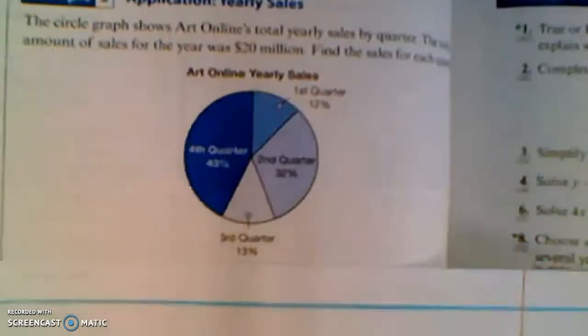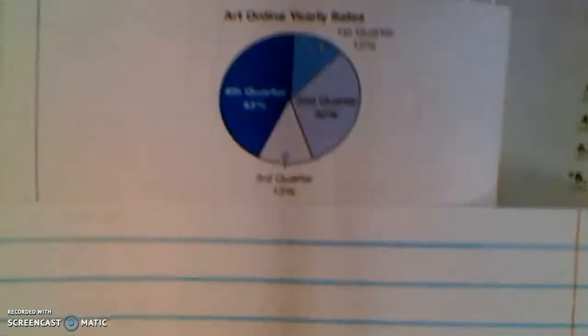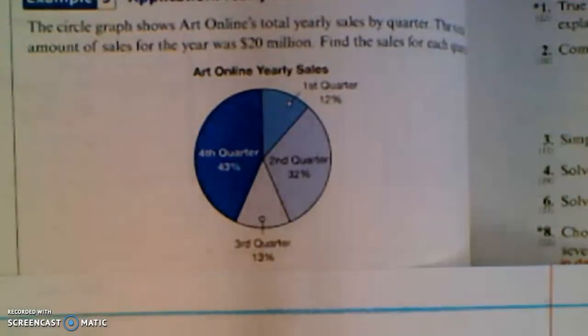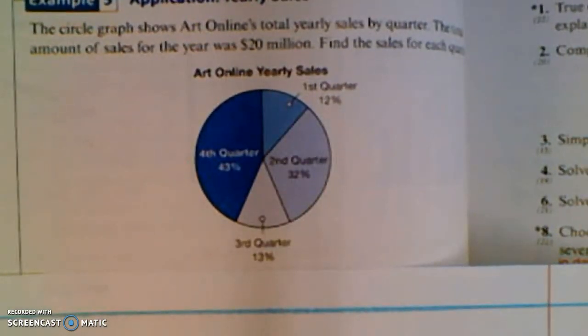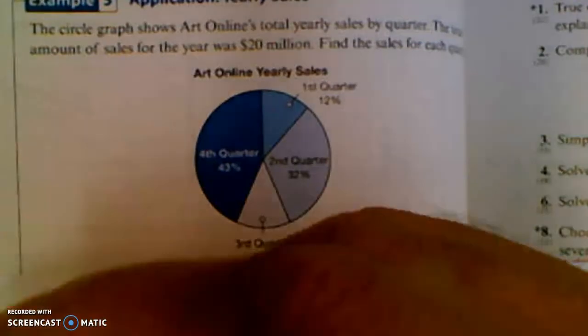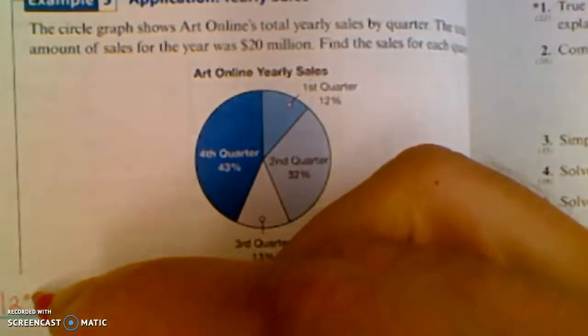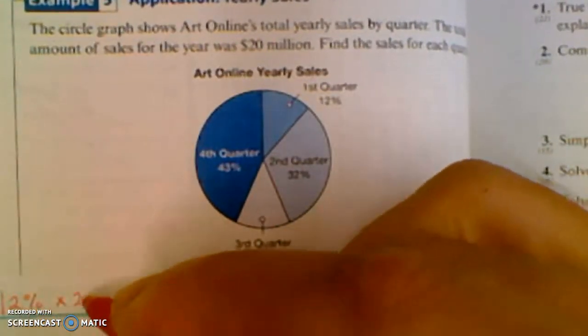The total amount of sales for the year was 20 million. Find the sales for each quarter. So we want to find the amount sold each quarter. It tells us here, maybe hard to read, that the first quarter was 12% of their sales. So the total sales is 20 million. In the first quarter they sold only 12% of that 20 million. To find the first quarter sales, we want to take 12% times 20 million.